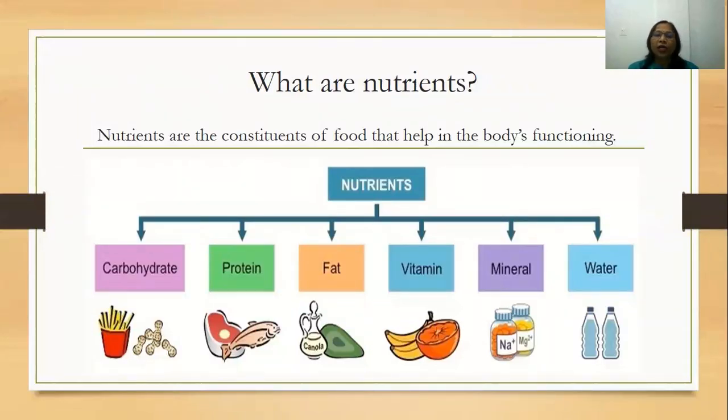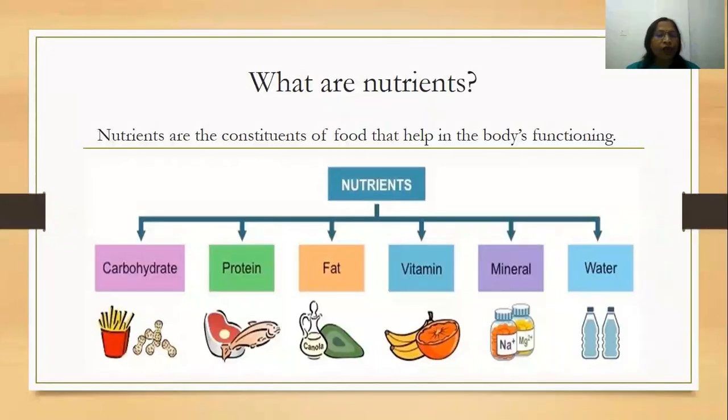Now from lower classes, children, you have been studying the types of nutrients: carbohydrate, protein, fat, vitamin, mineral and water. Water is not considered a mineral, but it is also very important for our body. So how many types of nutrients are there? Five: carbohydrate, protein, fat, vitamin and mineral.